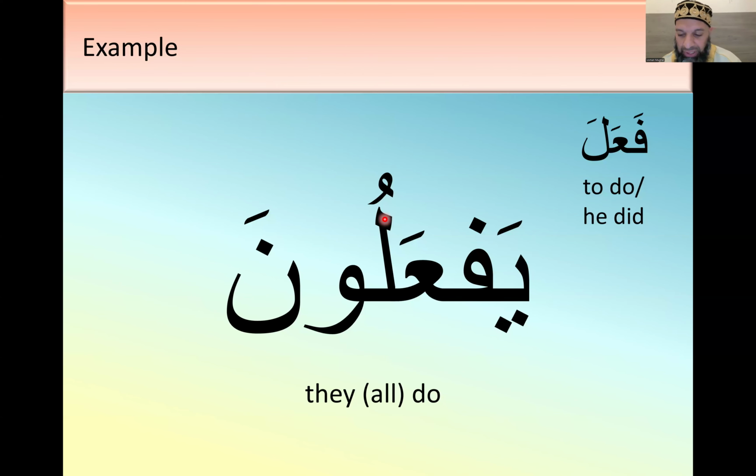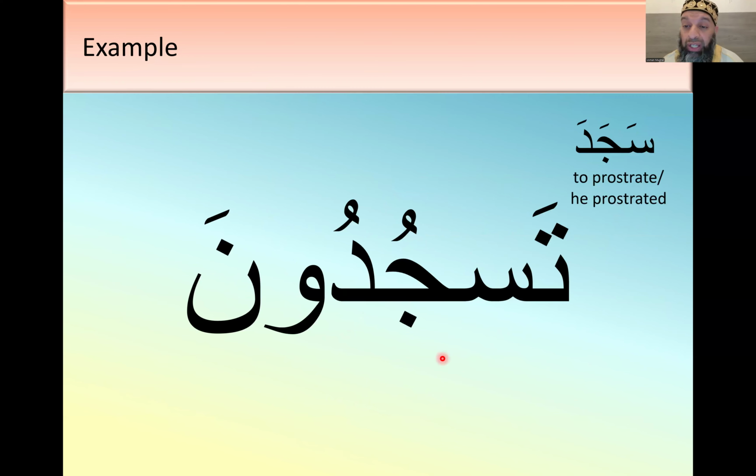All right. Okay, next one. So 15 times, right? Tasjuduna. Alhamdulillah. So the root word here is sajada. Sajada means to prostrate. So you know this verb has something to do with prostrating because it's got the root word sajada in it. So tasjuduna means, fantastic, you all prostrate.